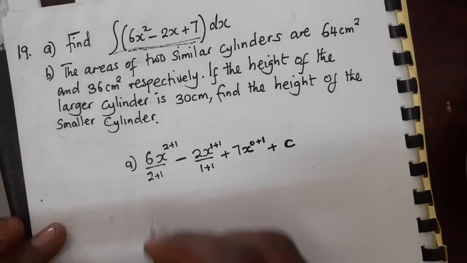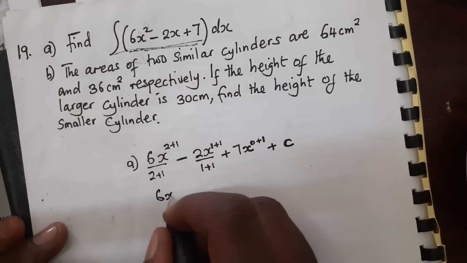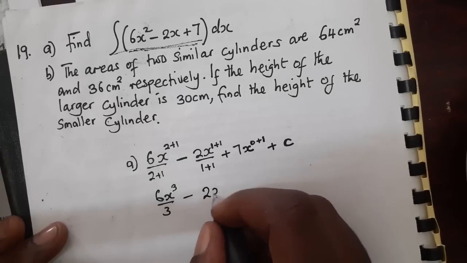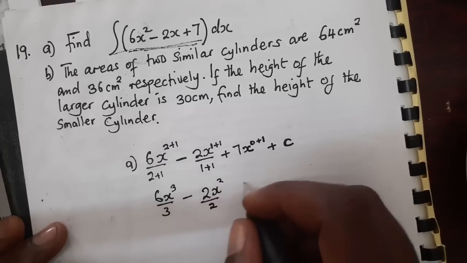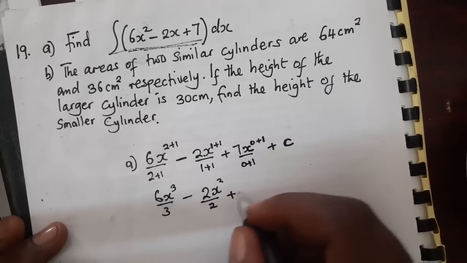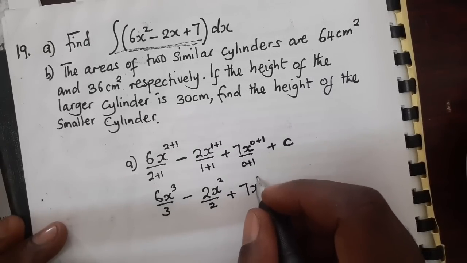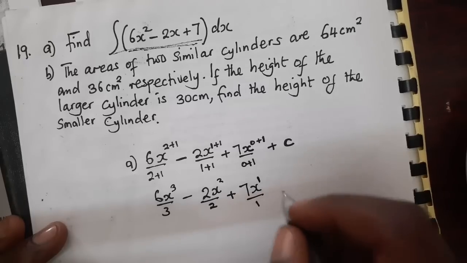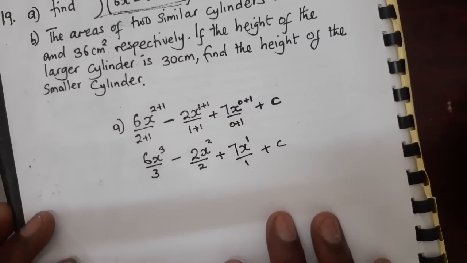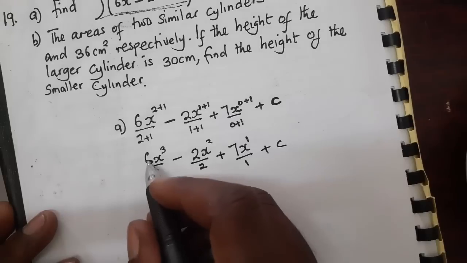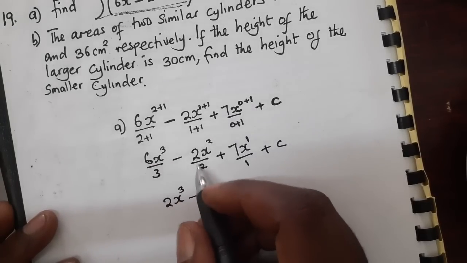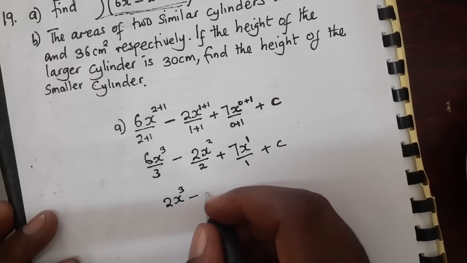Alright? So this is going to give us 6x to the power 3 over 3 minus 2x to the power 2 over 2. So here we're supposed to have this plus 7 over 1 plus c. So what do we get here? So this is going to give us 3, you divide it into 6, this will give you 2 power 3 minus 2 divided by 2, you get 1.